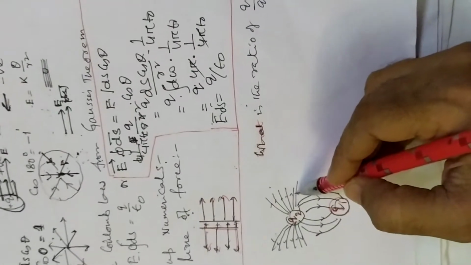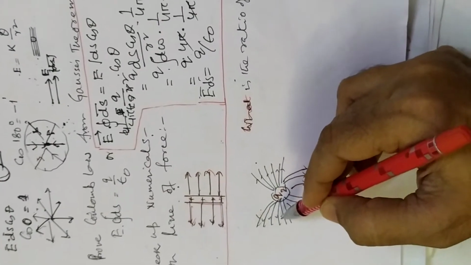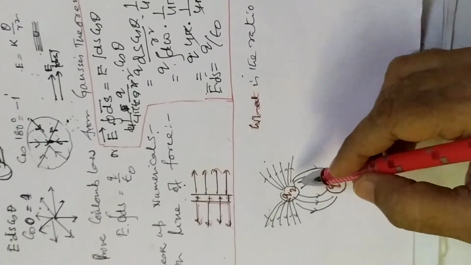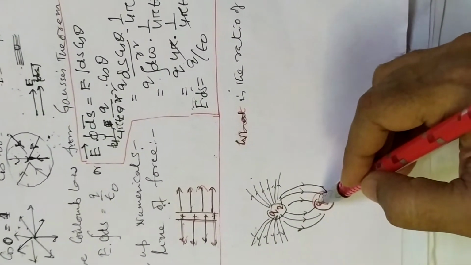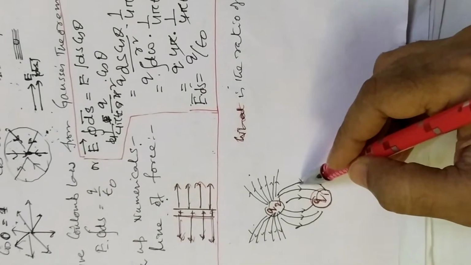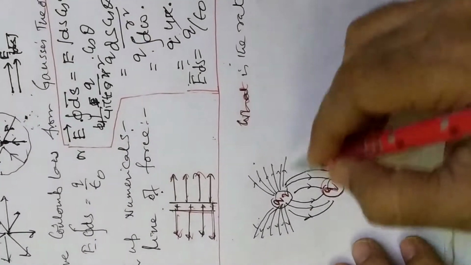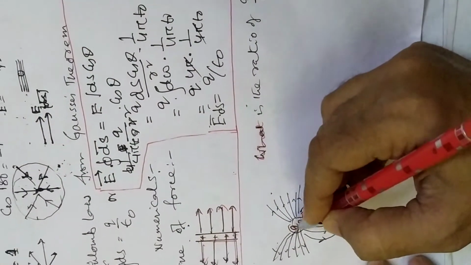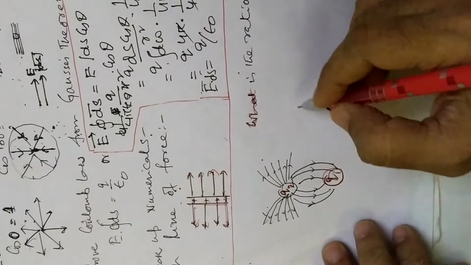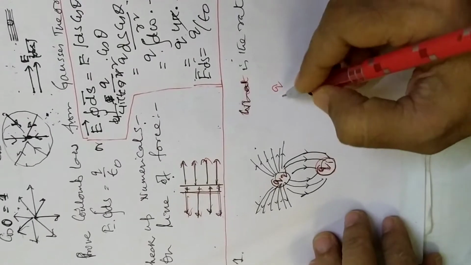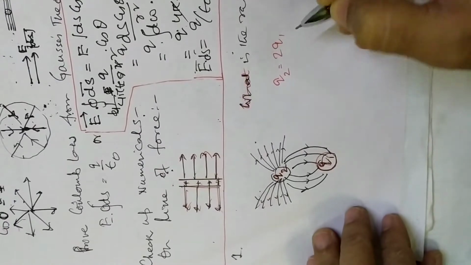So here you see 1, 2, 3, 4, 5, 6, 7, 8, 9, 10, 11, 12 lines are there. So this charge has 12 lines of force. And Q2 has 1, 2, 3, 4, 5, 6 lines of force. So what is the charge? Q2 is certainly stronger than Q1 because the charge is proportional to the lines of force. So Q2 is twice Q1.